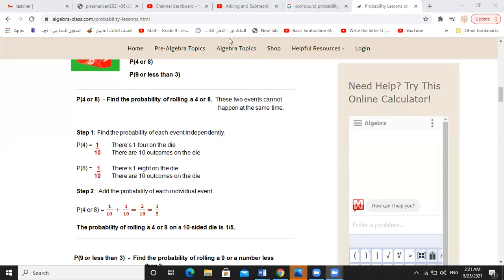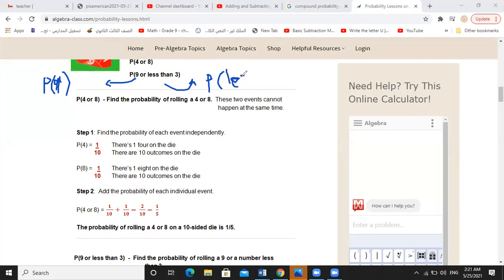What is the probability? We can divide the answer now into two parts, right? The first part is what? To find the probability of 9, which is equal to 1 over 10. So this is the first event, the probability of 9. The second is to find the probability of less than 3.